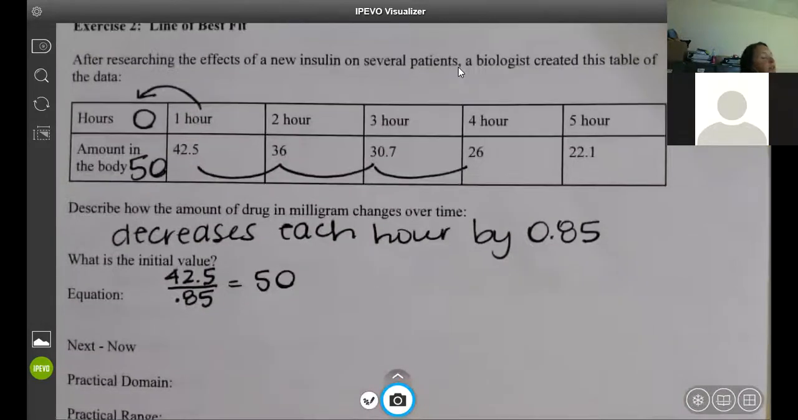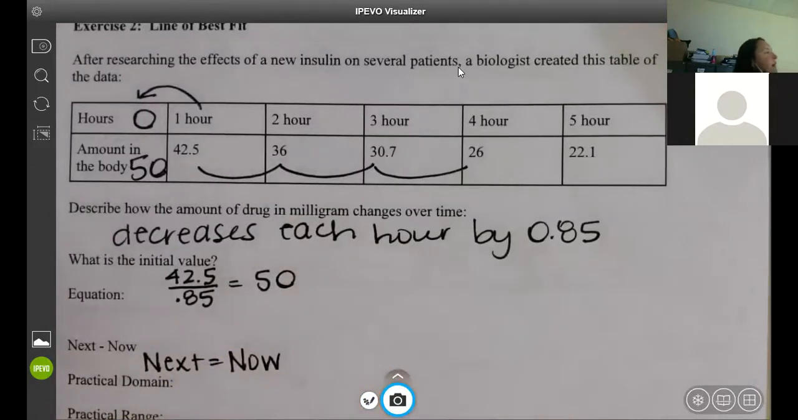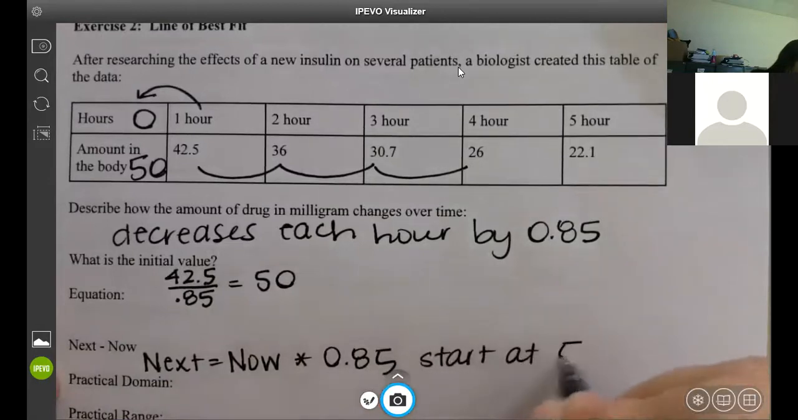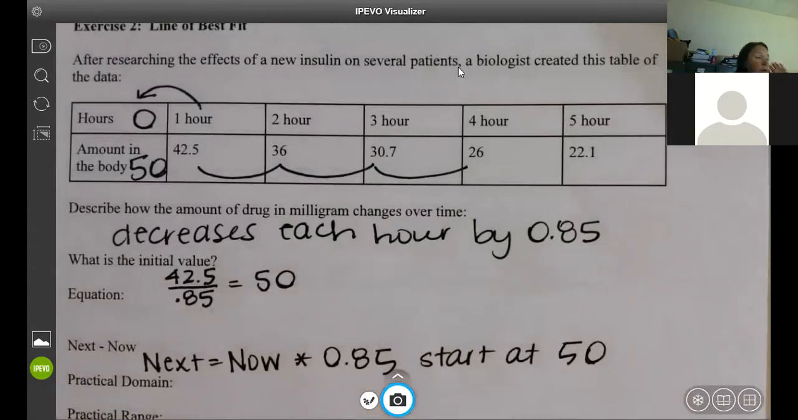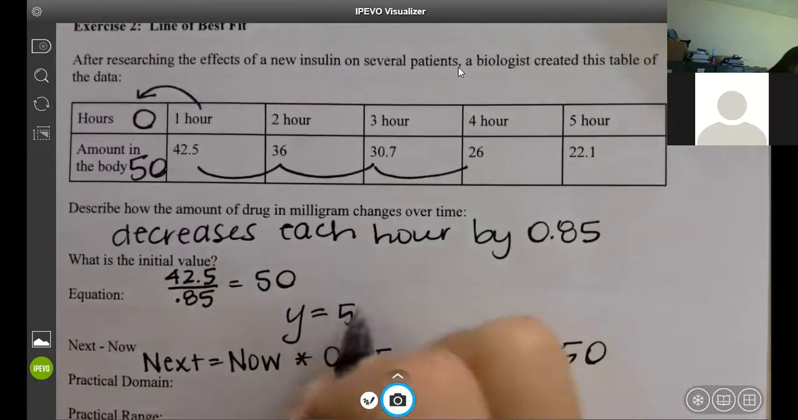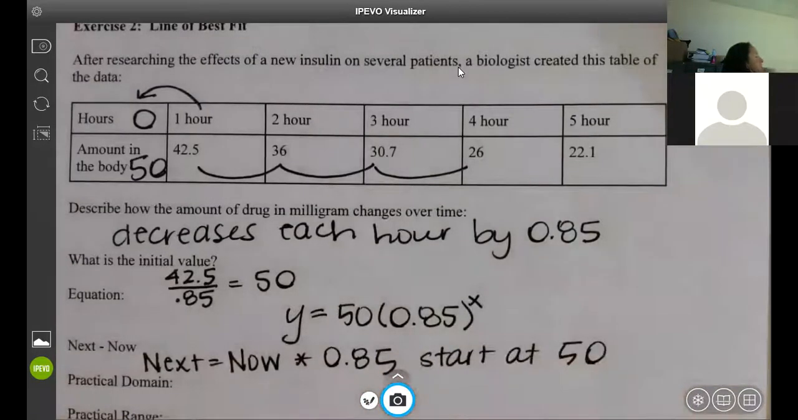So then remember, this is exponential because we're multiplying. So I'm going to skip the equation for a minute and I'm going to write the next-now. Next equals now. What's our multiplier? How much do we change each time? 0.85. And where did we start at? 50. Perfect. So then when I write my equation, it's y equals, where did we start at? 50. Our multiplier goes in the parentheses, so 0.85. And then it's exponential because x is the exponent.